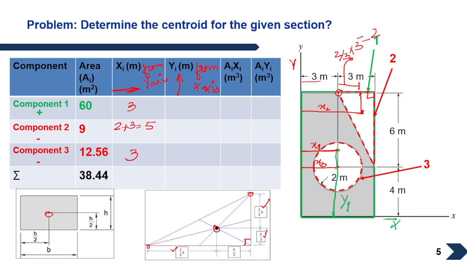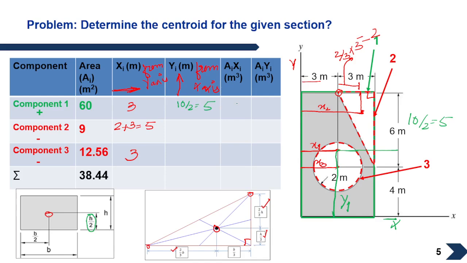So how much will this be? This one up to here is 4. In another way, we can see this will be half of the total length. This total length is 10, and this will be half of this length, which equals 5. For the centroid of a rectangle, if we know the total height, it will be h by 2. So this is 10 by 2, which equals 5.